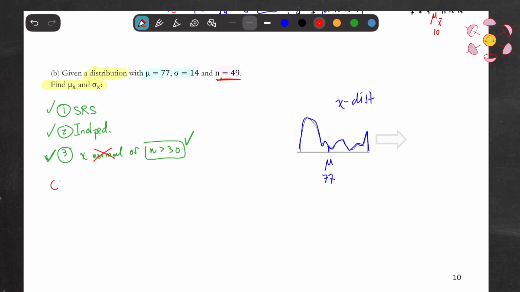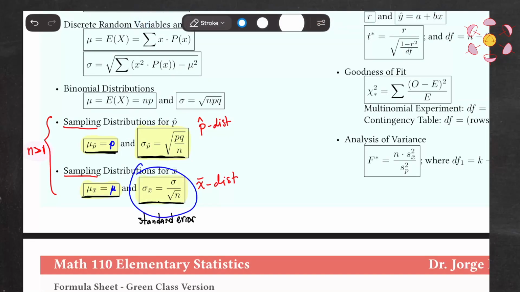That means that the central limit theorem tells us that the mean of x bar is equal to the population mean. Sigma of x bar is equal to the population standard deviation divided by the square root of n. Where am I getting those formulas? I am looking at my formula sheet, and I am getting them from that.